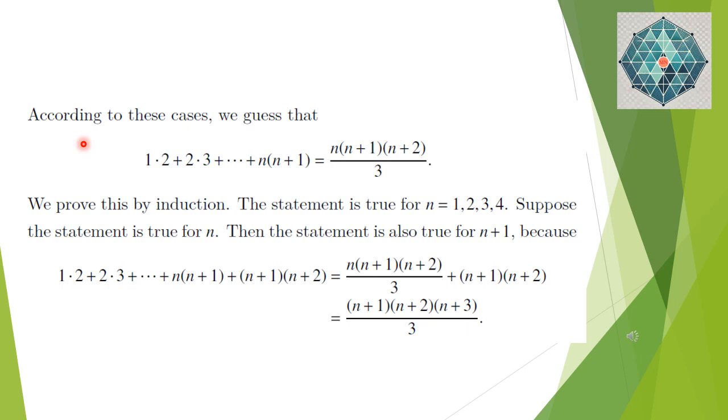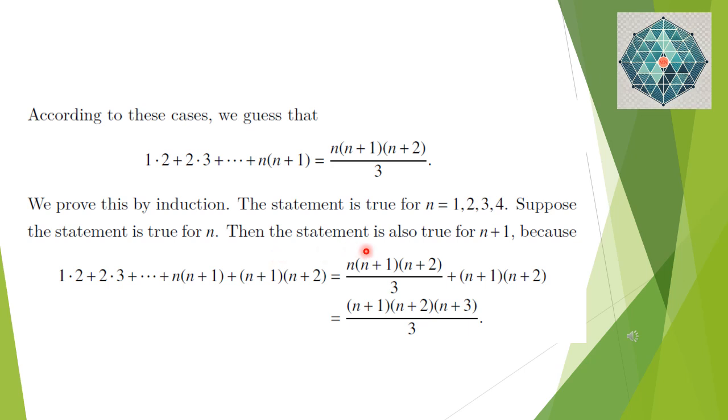We guess that 1 times 2 plus 2 times 3 plus 3 times 4, and so on, up to n times n plus 1 equals n times n plus 1 times n plus 2 divided by 3. We prove this by induction. The statement is true for n equals 1, 2, 3, and 4. Assume it is true for n.